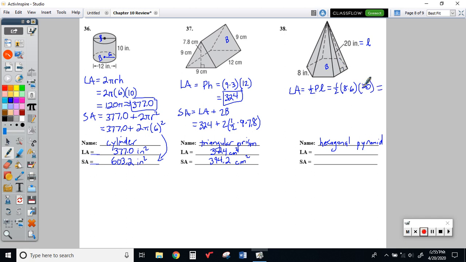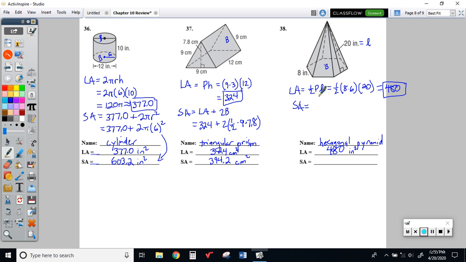So if you have half of 20, that's 10. 10 times 48 would be 480 for your lateral area. So 480, and that is in inches squared. The surface area has a little bit more to it.